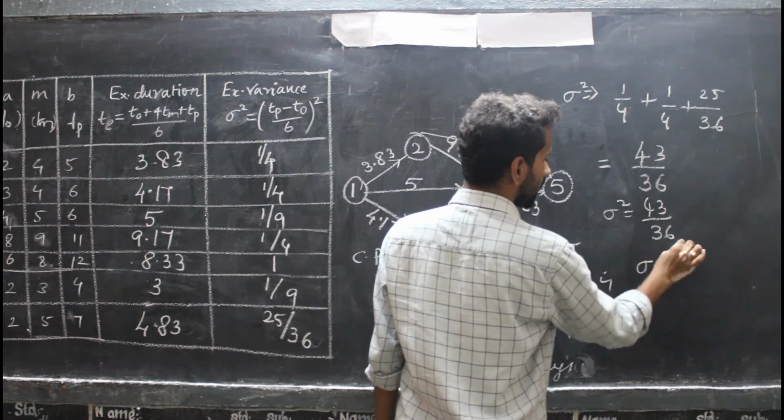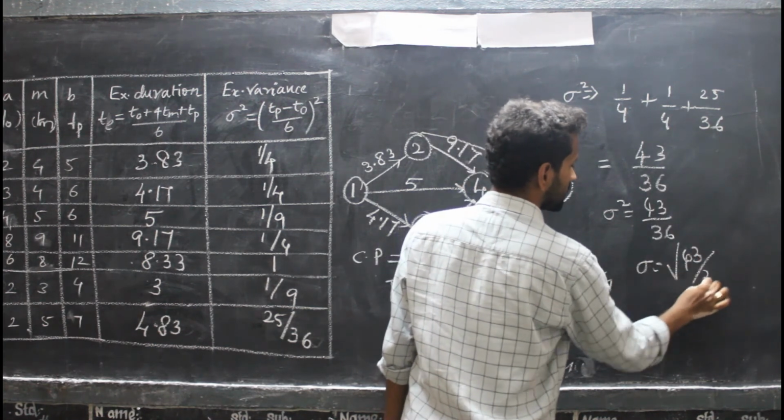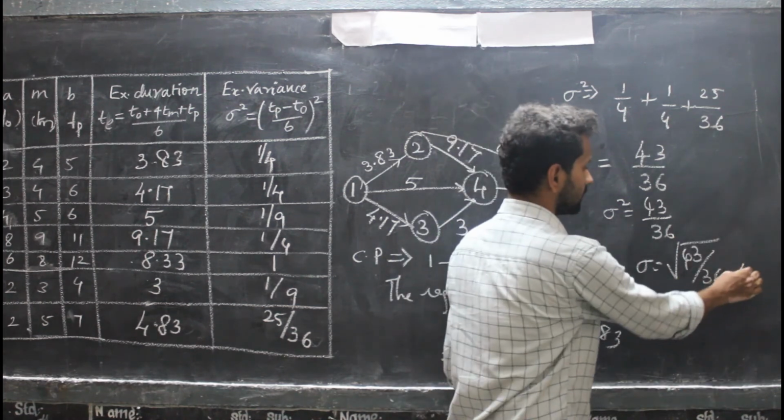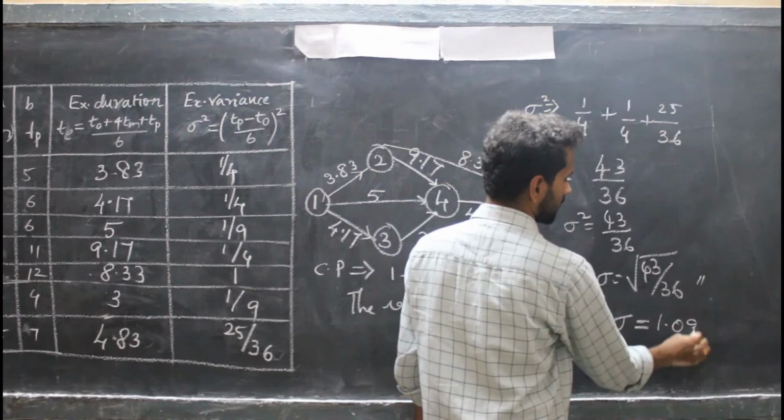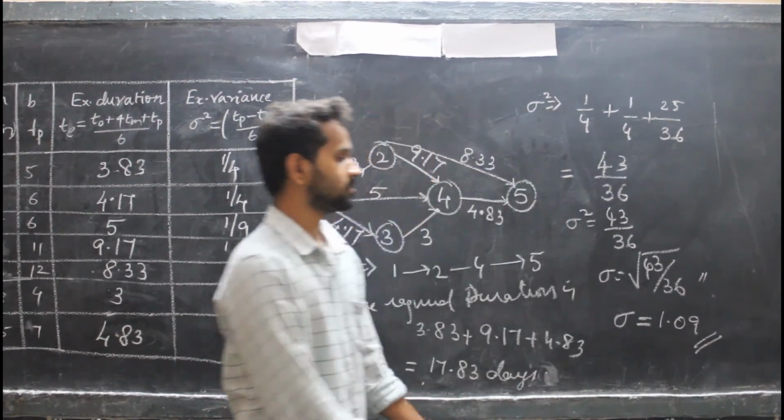Sigma equals square root of 43 by 36. This can be your solution. If not, on simplification, 1.09 will be the given solution.